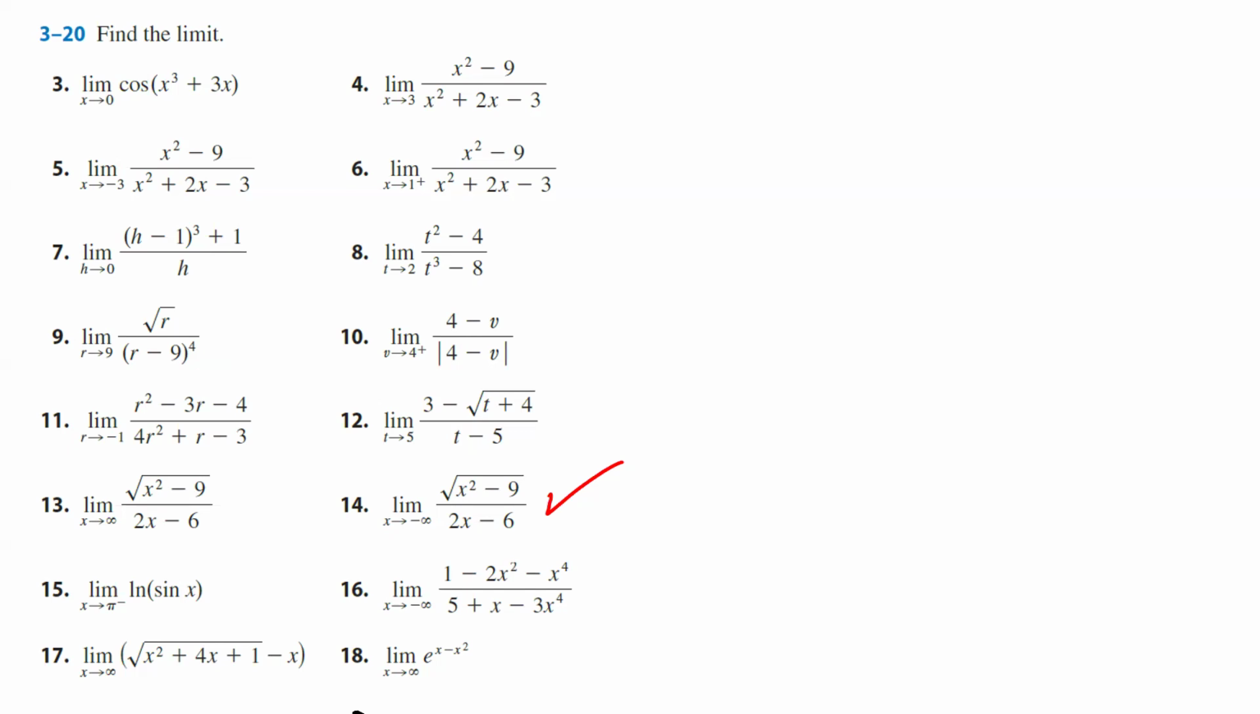Right, we're trying with number 14. Please let us know when you're done with number 14. Please try number 14.